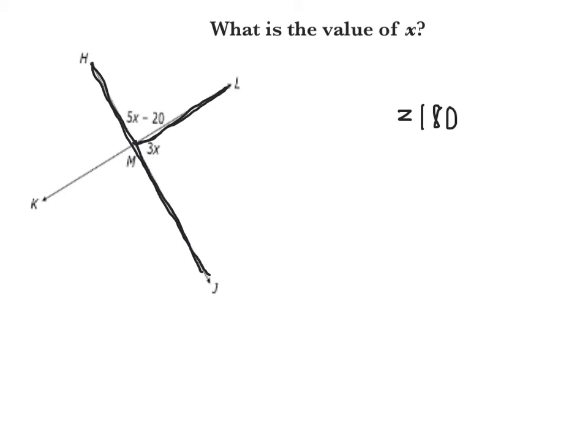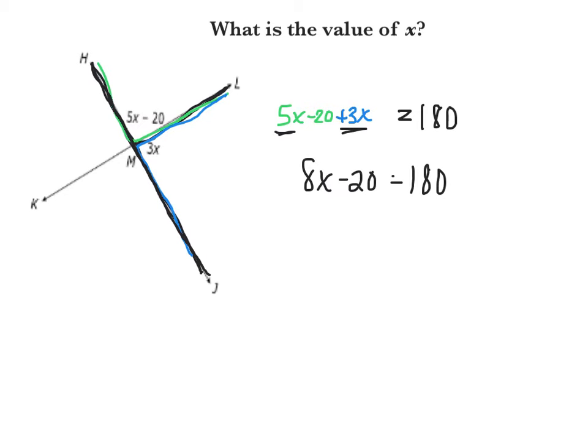So my first angle is 5x minus 20, put that together with the angle 3x, and again that all equals 180 because it's on a straight line. Combine like terms, I have 5x and 3x, so I have a total of 8x minus 20 equals 180. I'm going to add 20 to both sides since I have a minus 20.